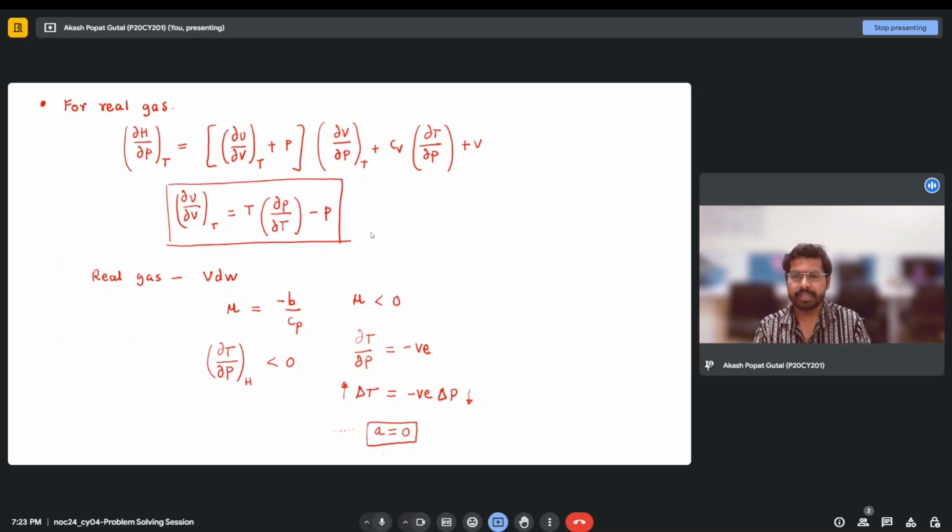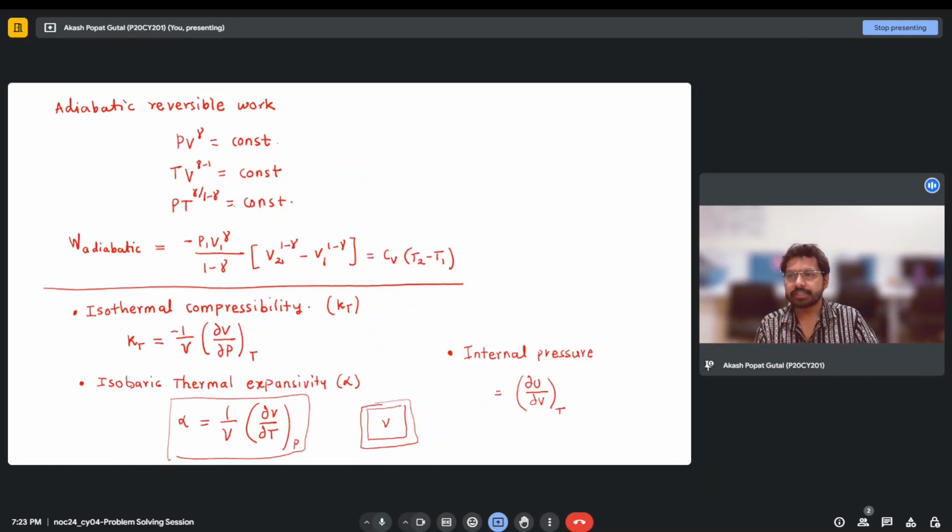And we have seen for a real gas, a van der Waals gas, mu is minus B by Cp, so mu is less than 0, del T by del P is less than 0, or it's negative. As you increase the pressure, the temperature will decrease, and vice versa, because they are inversely proportional. And A is equal to 0 for the van der Waals gas.